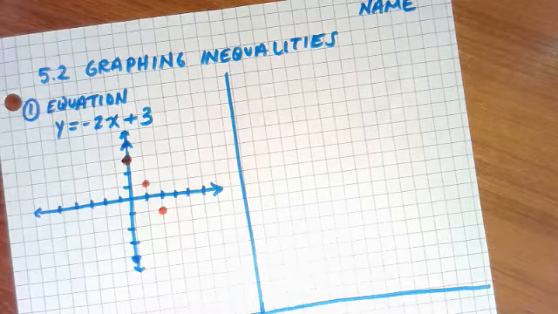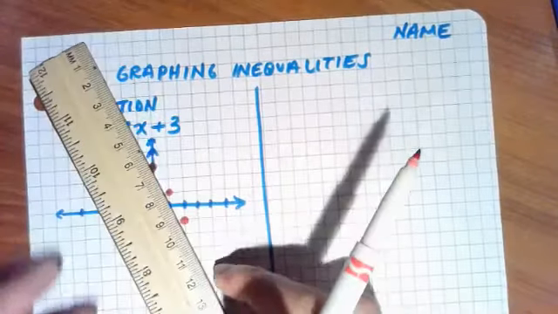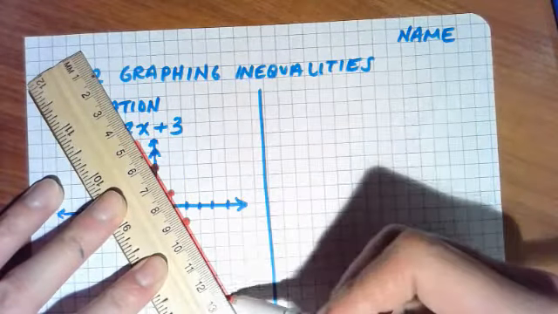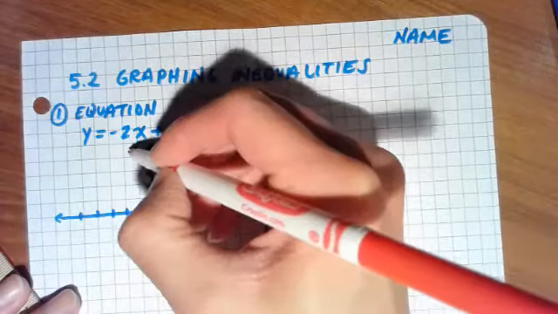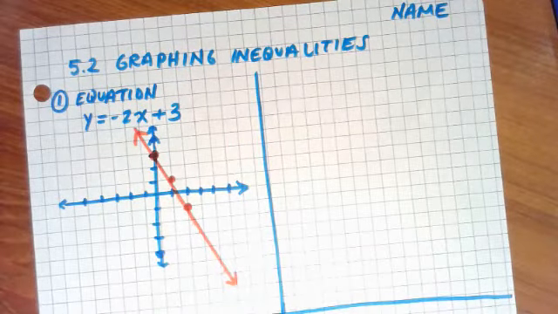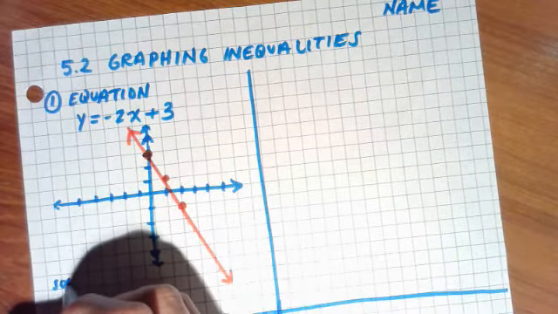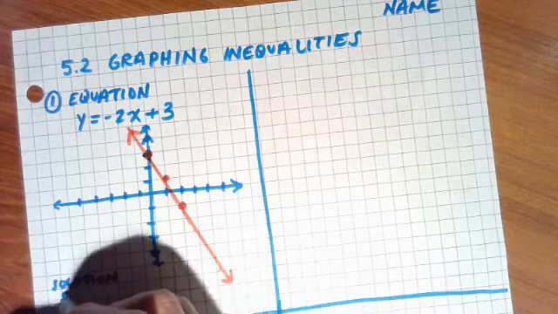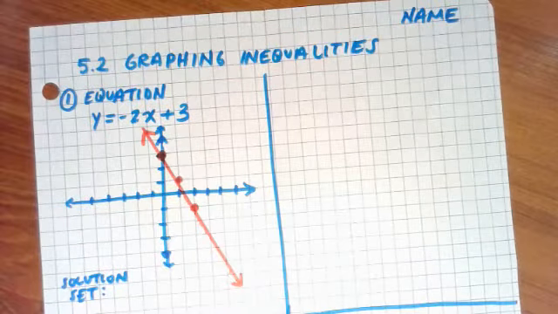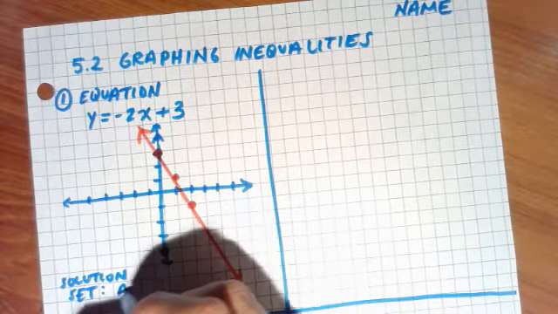And now I can use these points. I'm going to connect them with a straight line. I'm going to use a straight edge for that. And there's my line. And so my solution set means, what are all the possible solutions to this equation? In this case, the solution set is all the points on the line.